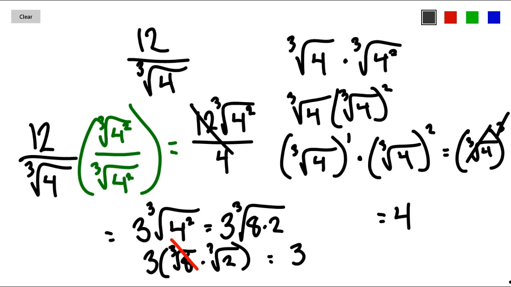So this is the same as 3 times 2 times the cube root of 2. And this simplifies down to 6 times the cube root of 2.